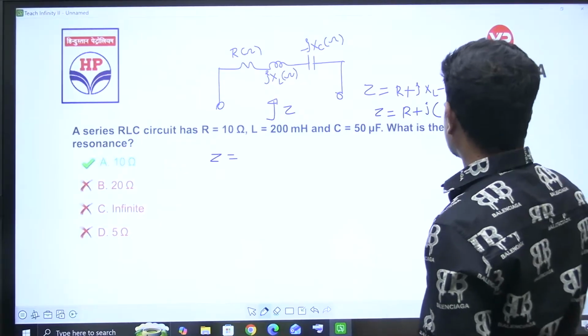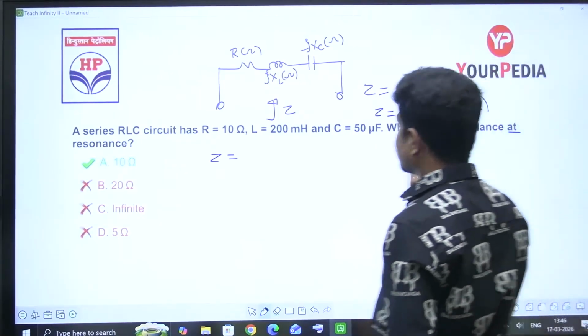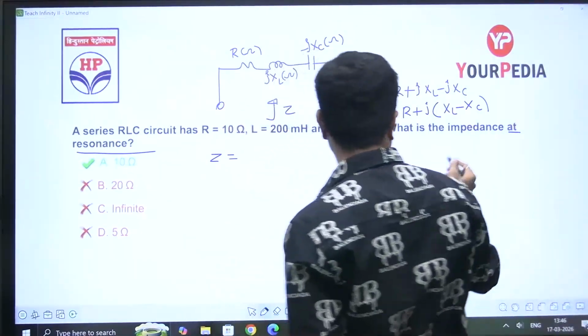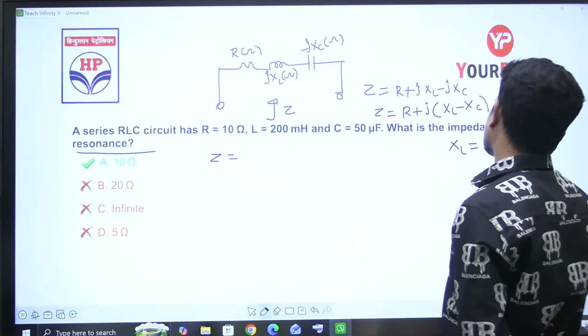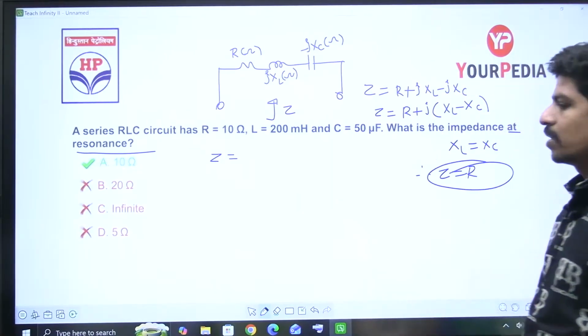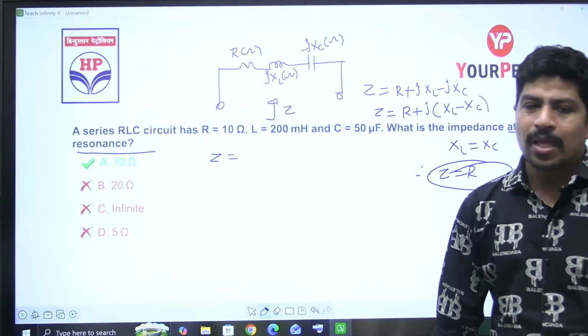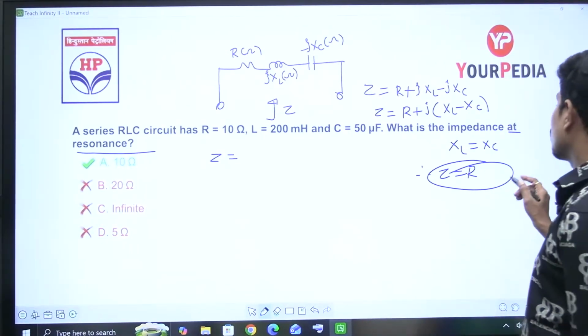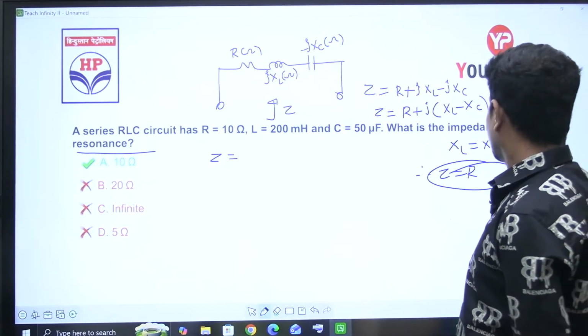Yes, sir. At resonance, he's asking at resonance. At resonance, XL is equal to XC. Therefore, Z is simply equal to resistance. Even in parallel RLC also, Z is equal to R. This is correct for both.